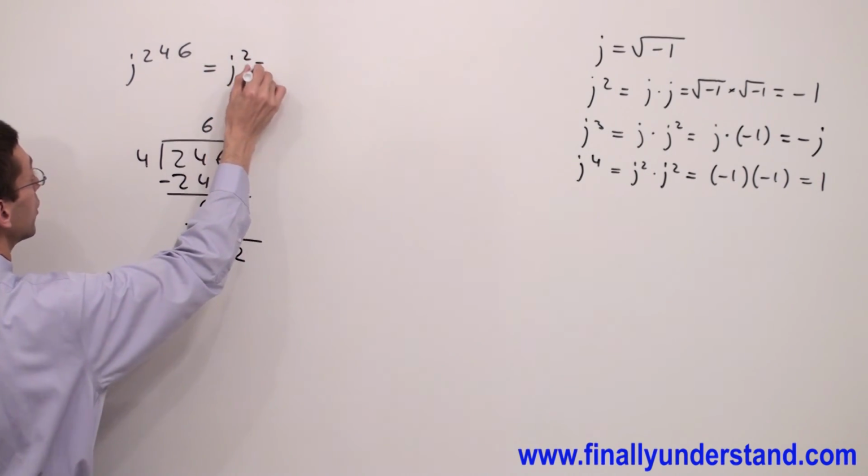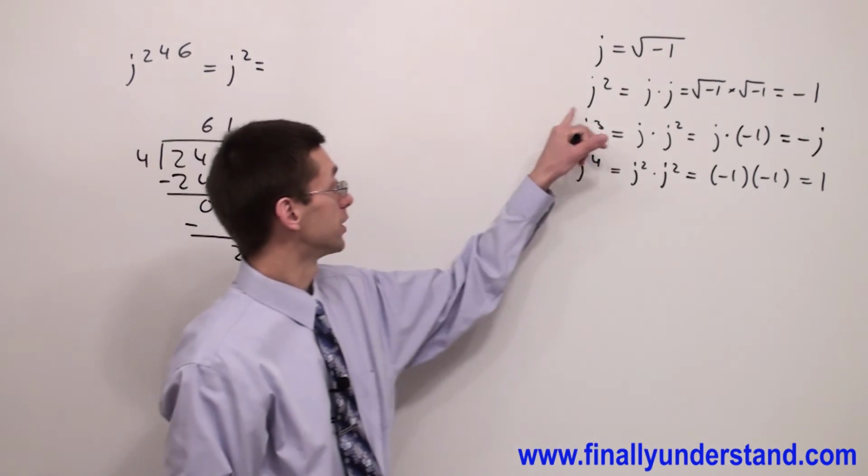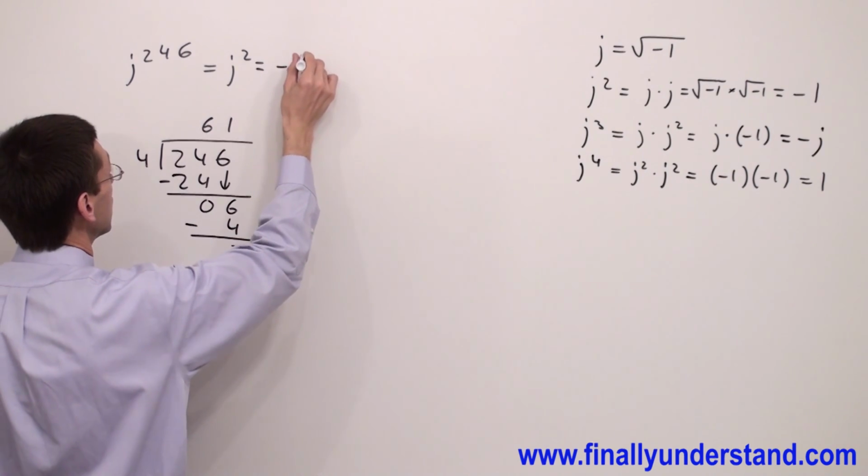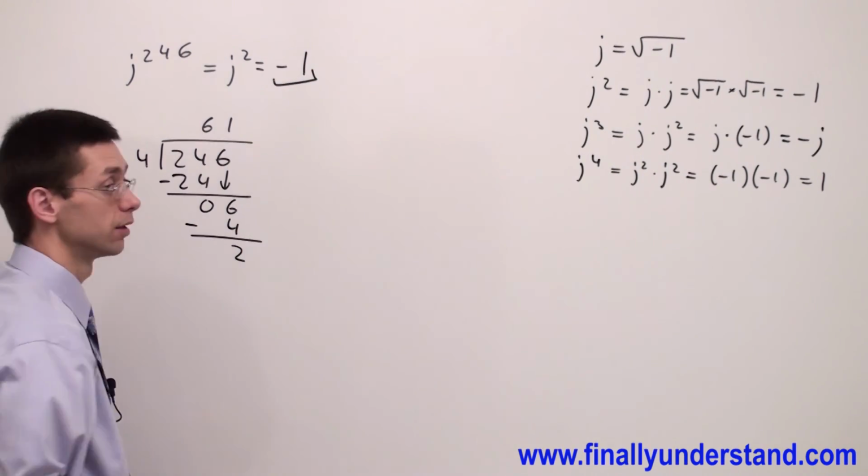J to the second power. J to the second power is equal -1. That's why -1 is the solution to my problem.